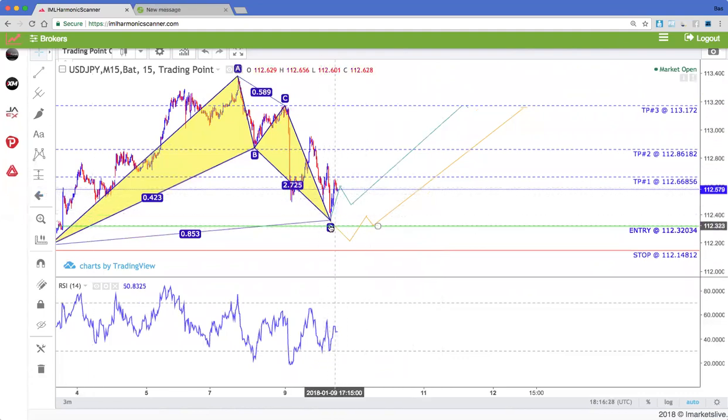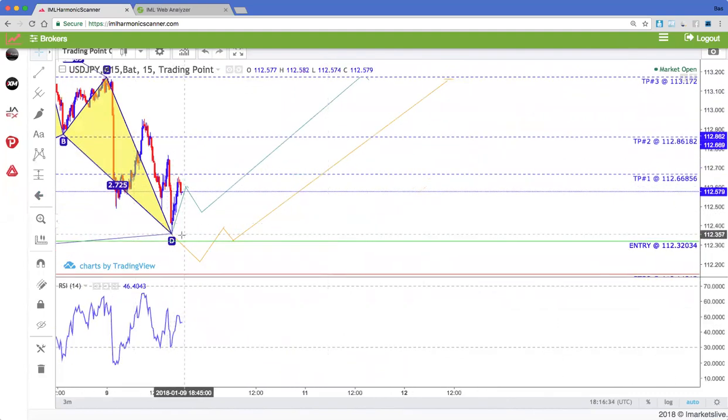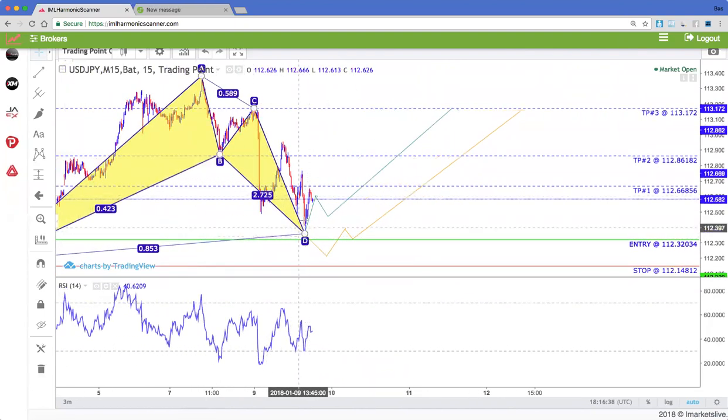So we see here, this is the entry point. Here's the entry price that software given us. It didn't actually hit it yet. You see here, point D didn't come down. Sometimes it never goes down, it just goes up from here directly. So this is the entry price that software gave us. And there are like 3 take profit levels, take profit 1, 2, and 3. And there's a stop loss level.